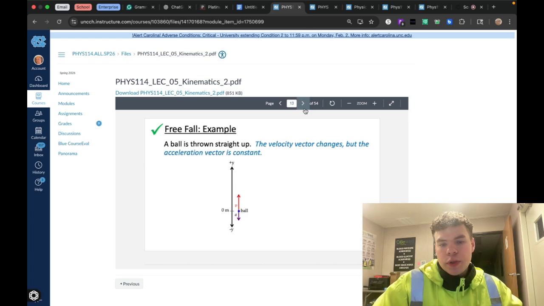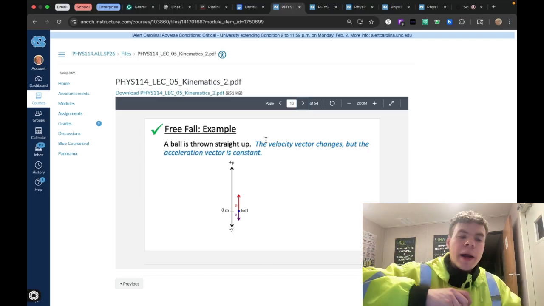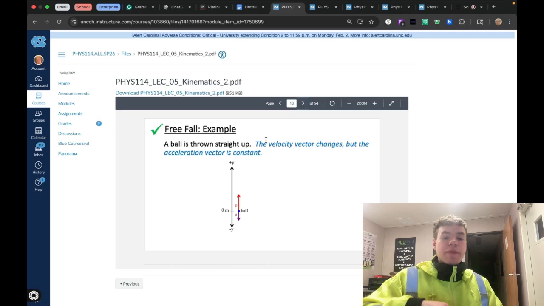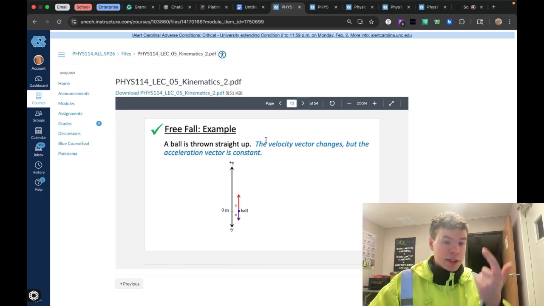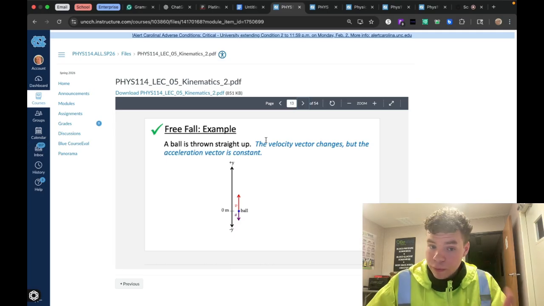A ball is thrown straight up, the velocity vector changes, but the acceleration vector is constant. So say for example, if I were to throw this water bottle up in the air, it goes up in the air and then it comes back down, right? So when I first throw it up, it has a positive velocity because it's moving upward, but it has a constant acceleration of negative 9.8 meters per second squared because it's in free fall.